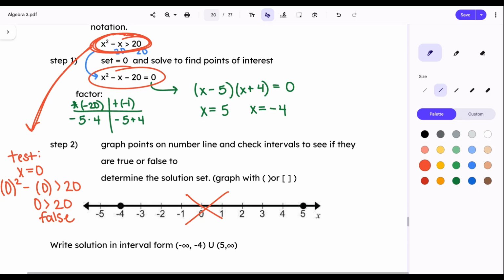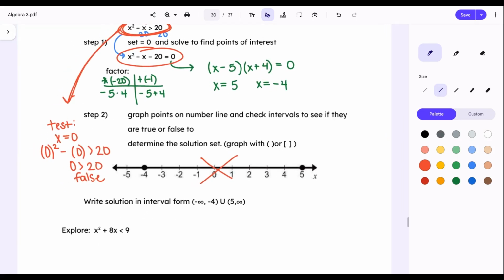I'm going to now do something bigger than 5. So I'm going to test 6. I'm going to put it up here where I've got a little bit more room. So I'm going to test x equals 6, and put it back in that original equation. So 6 squared minus 6 greater than 20. You can use a calculator to help you, or do this mentally, but this would be 36 minus 6, which is 30. Is 30 greater than 20? Yes, this is true.